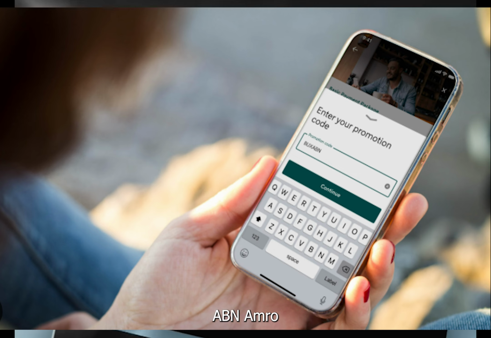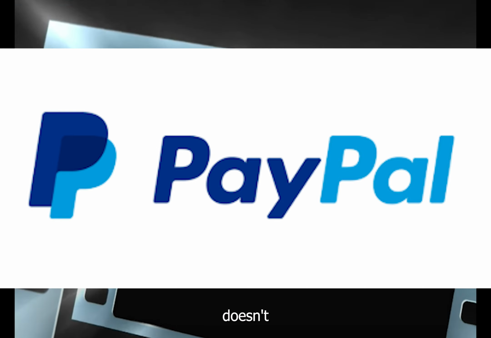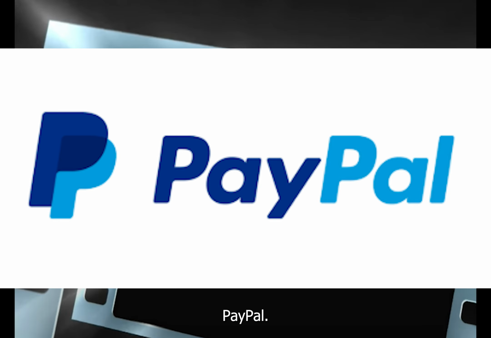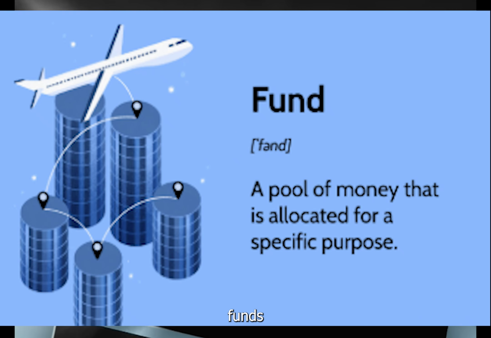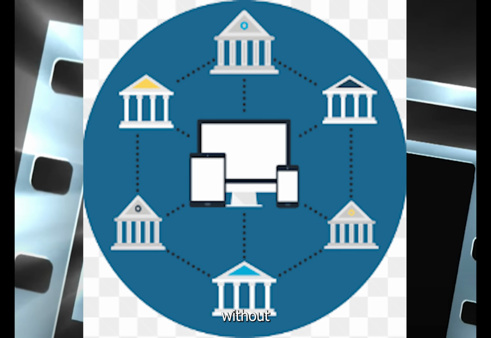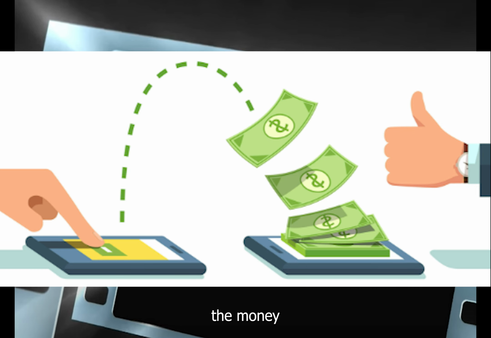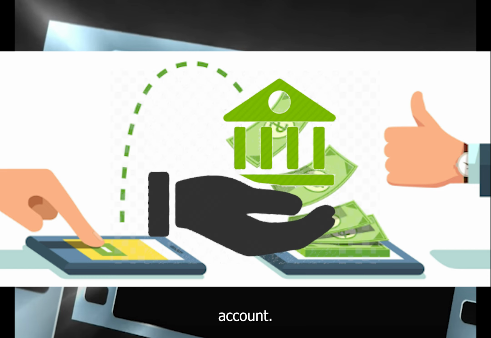However, many ABN AMRO users face issues when trying to link directly, as PayPal doesn't always accept this bank. So here's the workaround. Instead of linking the bank, link your ABN AMRO debit or credit card to PayPal. This lets you add funds or make payments directly without needing a full bank connection. You can send euros from ABN AMRO to Wise, then move the money into PayPal using a supported account.